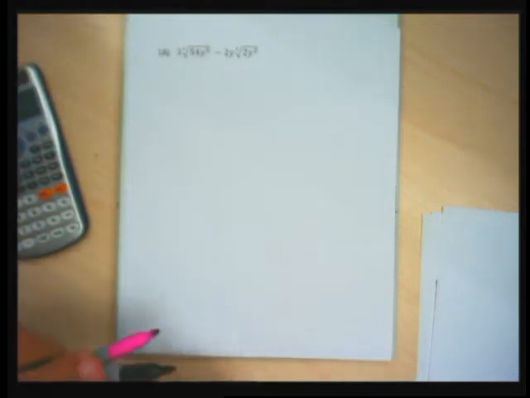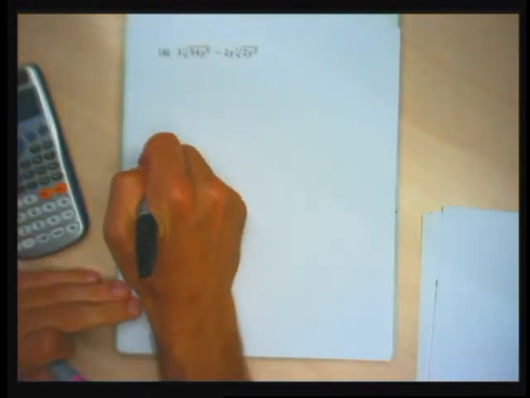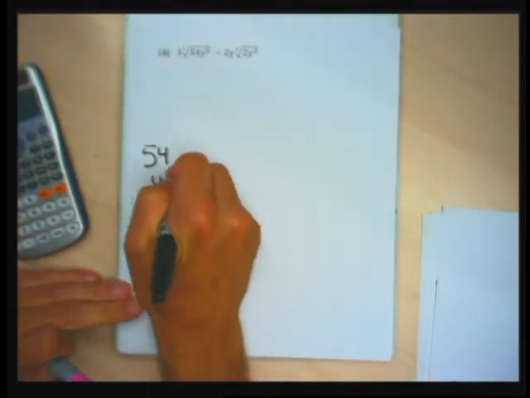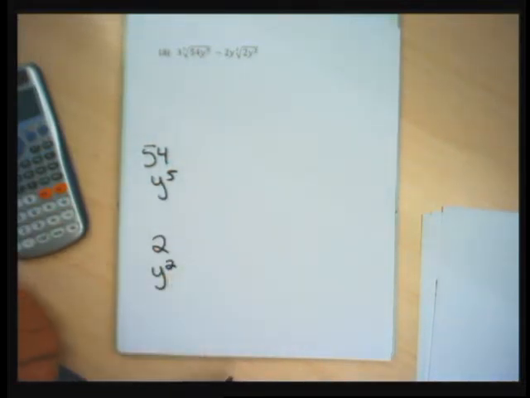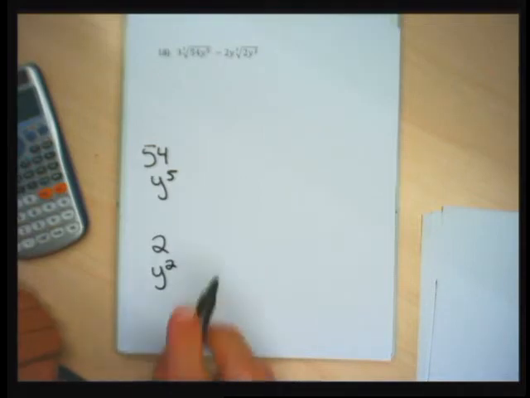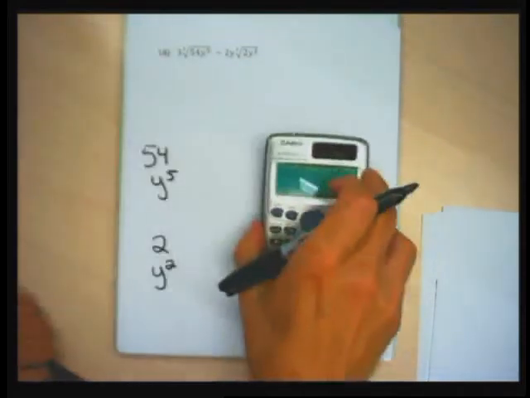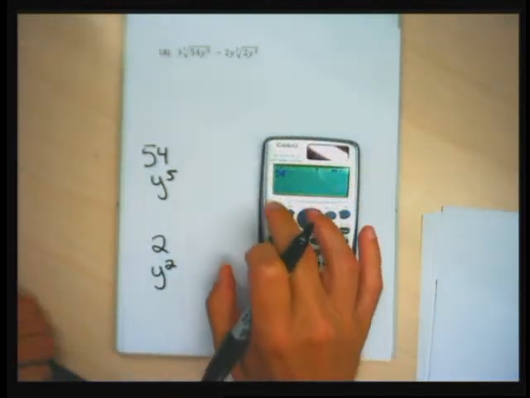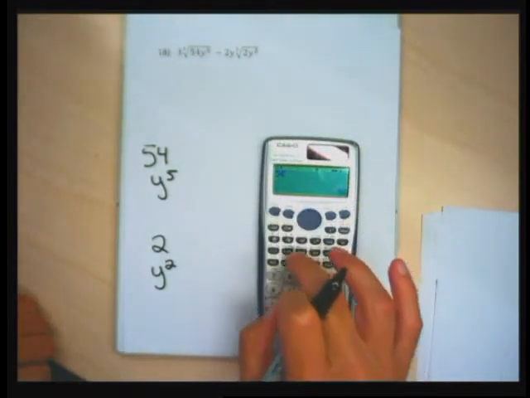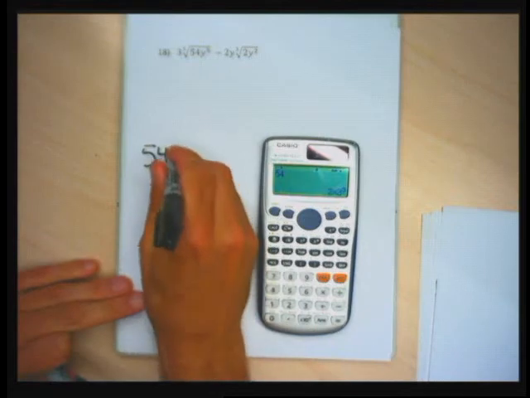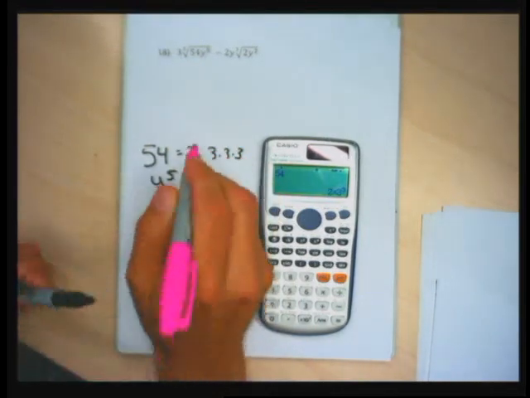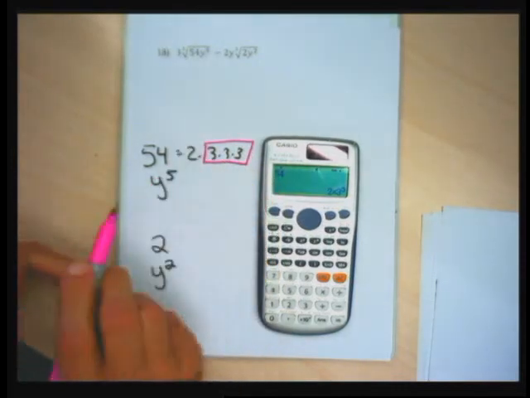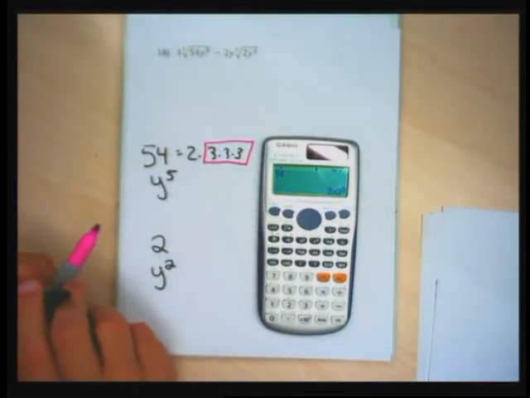Ooh, 18, I have to do a bunch of work. I have to work on, from the first radical, the 54 and the y to the 5th. From the second radical, the 2 and the y squared. So I need to try to reduce each of the radicals because they can't be subtracted the way they're written. So I'm going to get the 54, 54, enter, shift, factor that thing. So this is 2 times 3 cubed. So for the 54, I'm going to get a 3 outside the radical and a 2 under the radical.